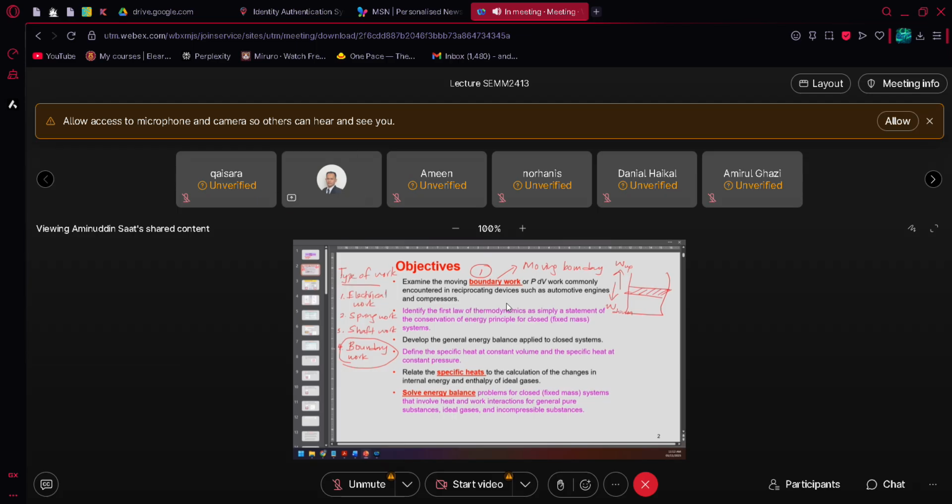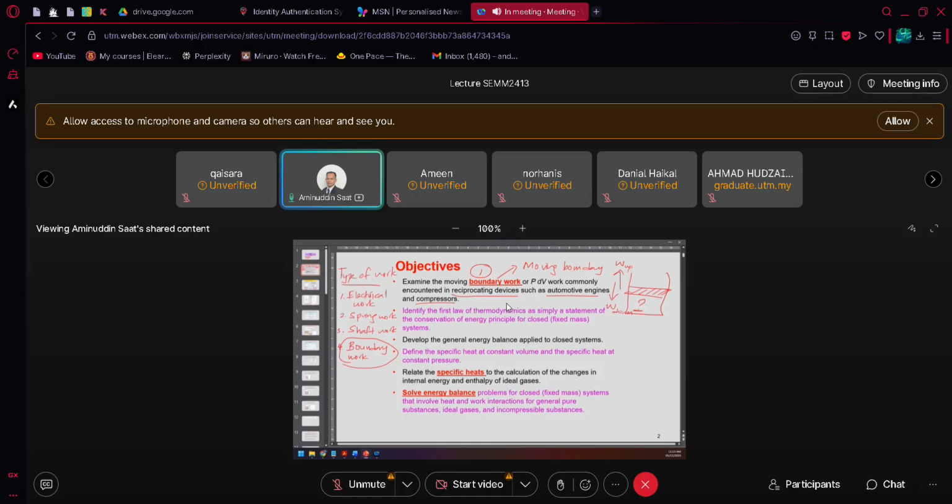So how the boundary work is produced depends on the process inside the closed system, whether it is related to heating, cooling, expansion, or compression. These are several processes related to boundary work, because boundary work is commonly used in thermal devices like reciprocating devices, such as the automotive engine and the compressor.